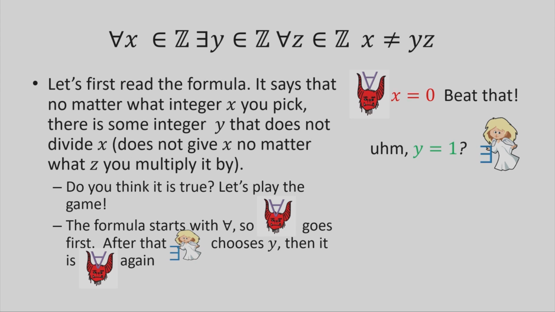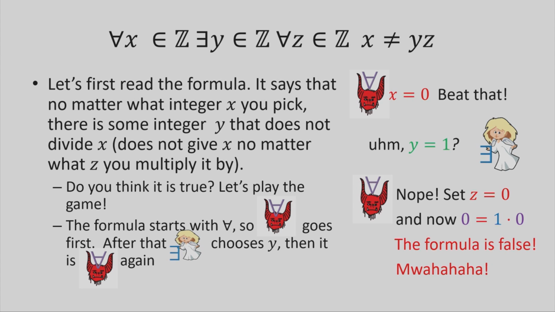It will work for a lot of different z's, but is it going to work for every one of them? Here is where the universal player gets his turn. Again, he says, aha, now I could set z to be 0 as well. And no matter what your y was, if my x is 0 and my z is 0, then x is equal to y times z.